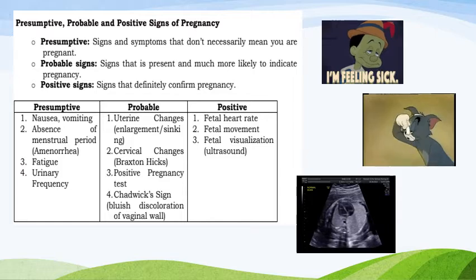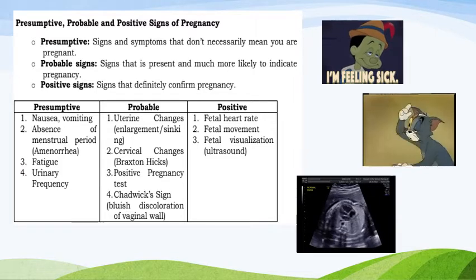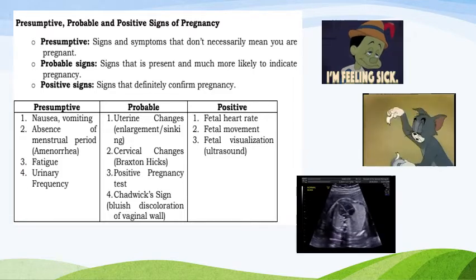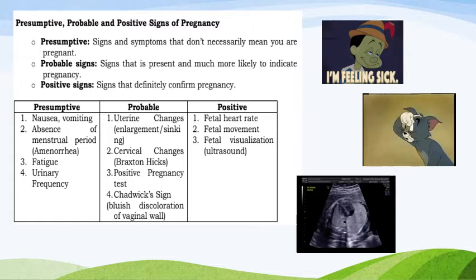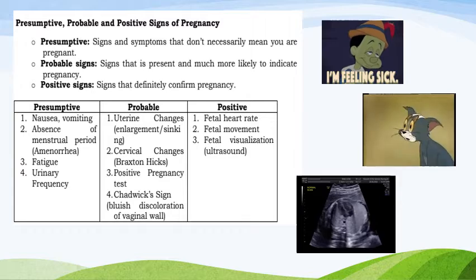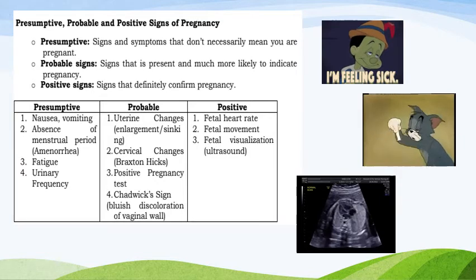Presumptive, probable and positive signs of pregnancy. Presumptive: signs and symptoms that don't necessarily mean you are pregnant. Probable signs: signs that are present and much more likely to indicate pregnancy. Positive signs: signs that definitely confirm pregnancy.